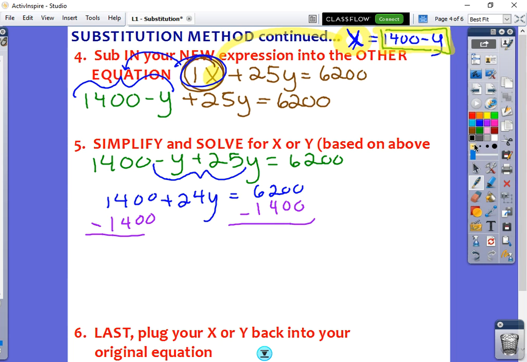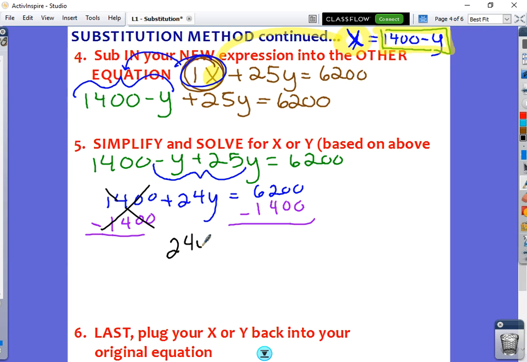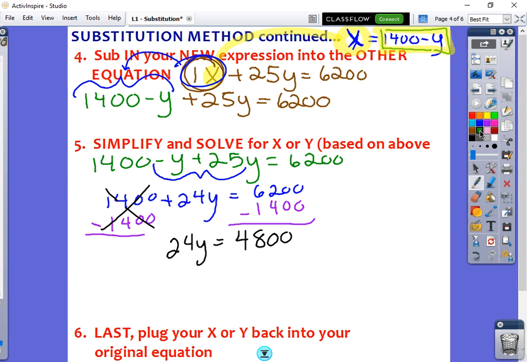I'm going to be a little honest with you. These numbers are big, but it's okay. I'm helping you through it. So we have 24y equals, think about what 6,200 minus 1,400 is. If you were to just take away 1,000, that would be 5,200. Then take away another 400. You're left with 4,800.